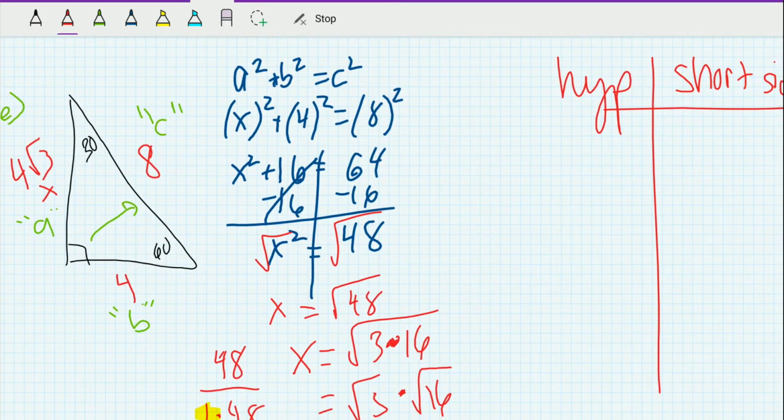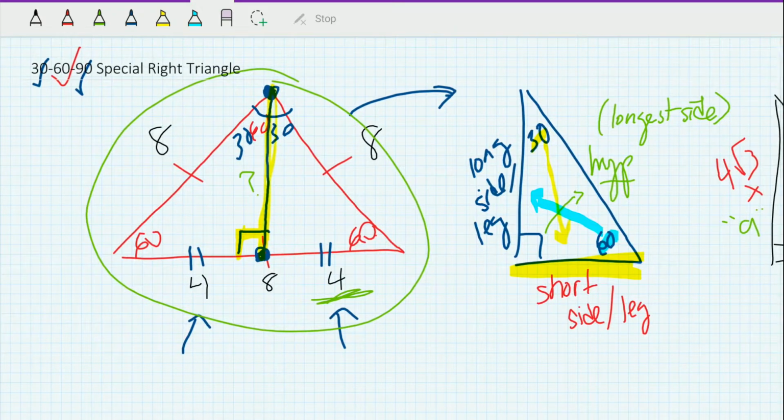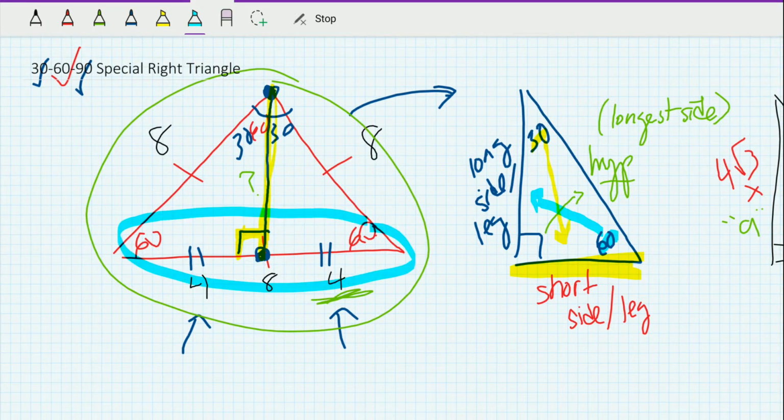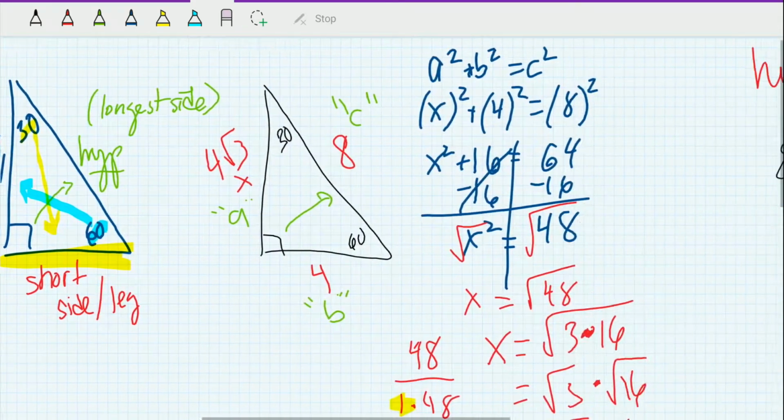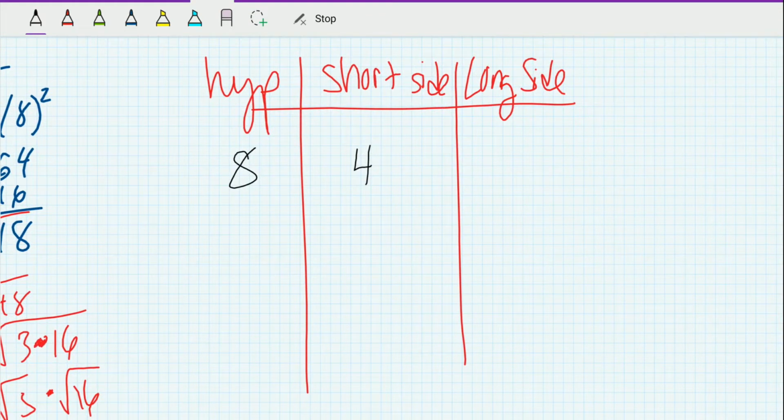The hypotenuse was equal to 8. Let me choose a different color. The short side, we knew automatically, right? We don't really have to do a lot of work for that one. It's equal to 4, because if you recall from when this initially started, it ended up bisecting the side here on the bottom, okay? And so now let's go ahead with the one that we actually did the work for. The long side is going to be equal to 4 square root of 3, okay?